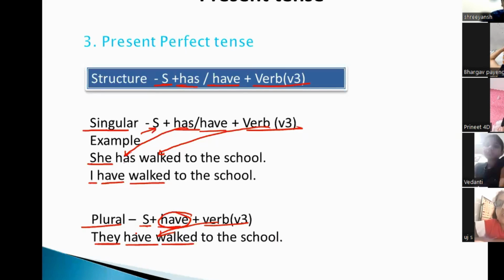Yes, ma'am. So basically, present perfect tense, when do we use it? To represent the actions that have completed recently in the present time. Like I have completed my homework just now. I have taken a bath just now. I have sung a song just now, like that. Understood? Is it clear now?